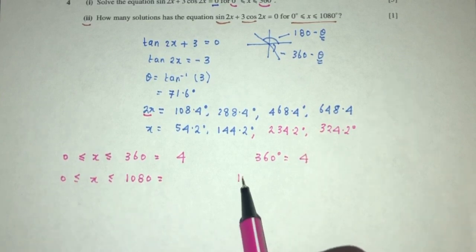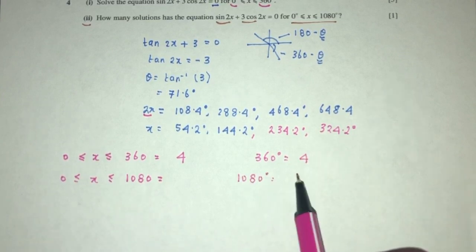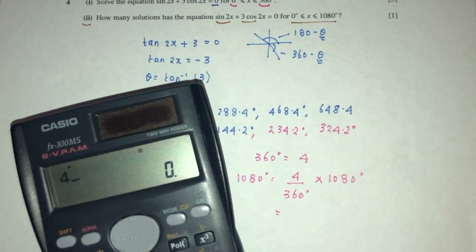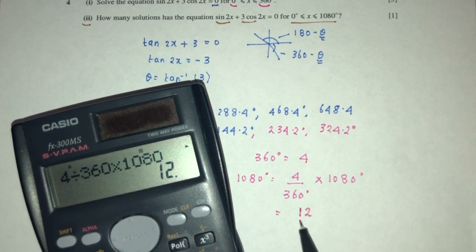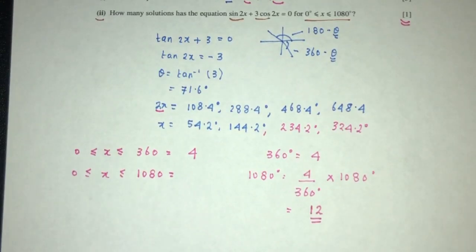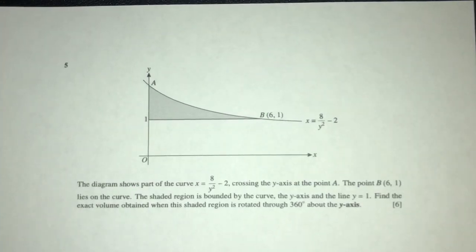Same thing, for 1080 degrees, you will have 4 divided by 360 degrees times 1080 to find the number of solutions in that domain. That will be 12 solutions. So this will be your answer for part 2. As you can see, it's pretty easy. It is only 1 mark, which is solved by using ratio. Okay, so let's move on to the next question.